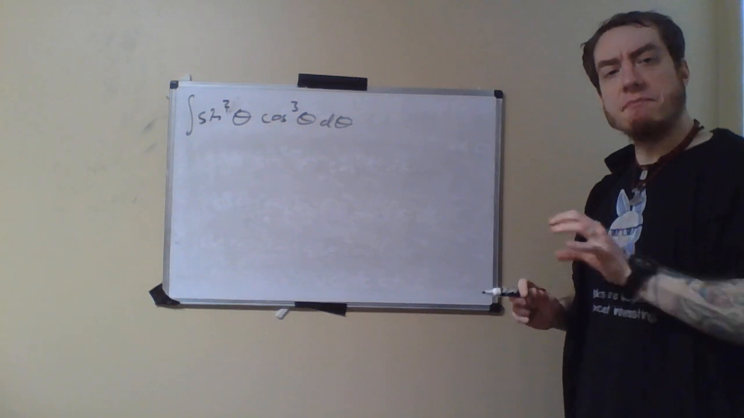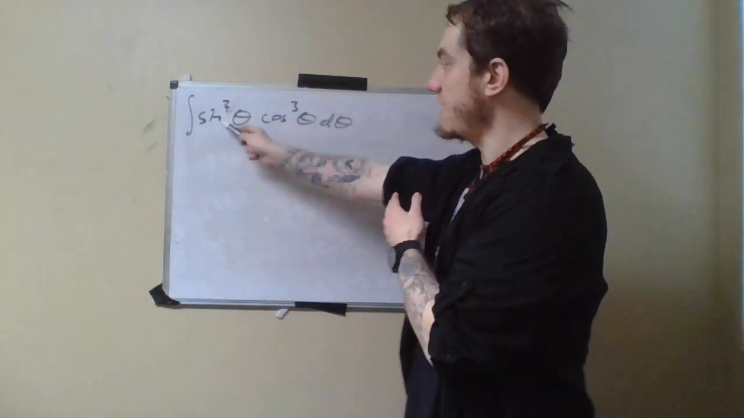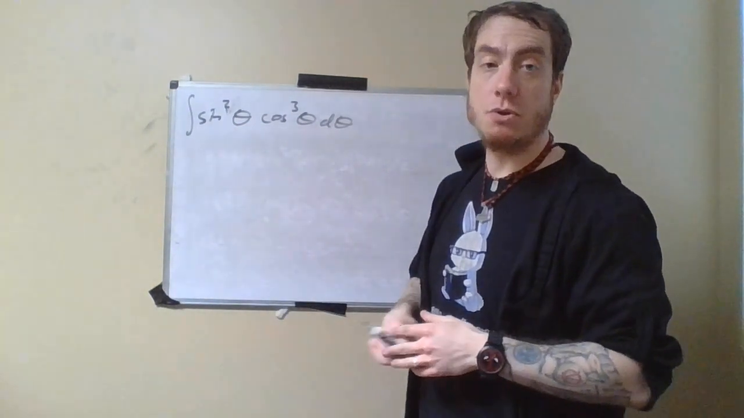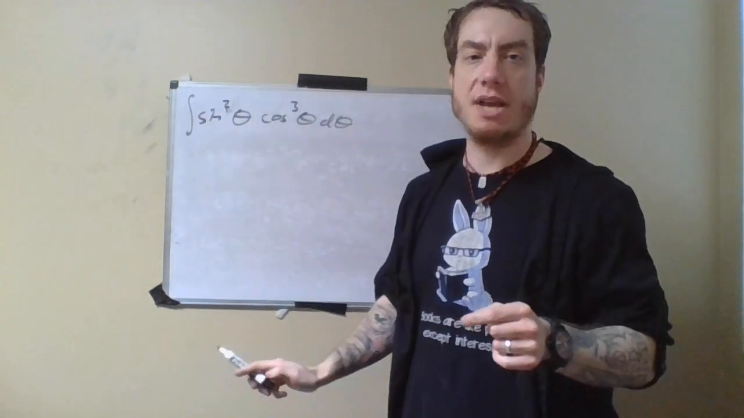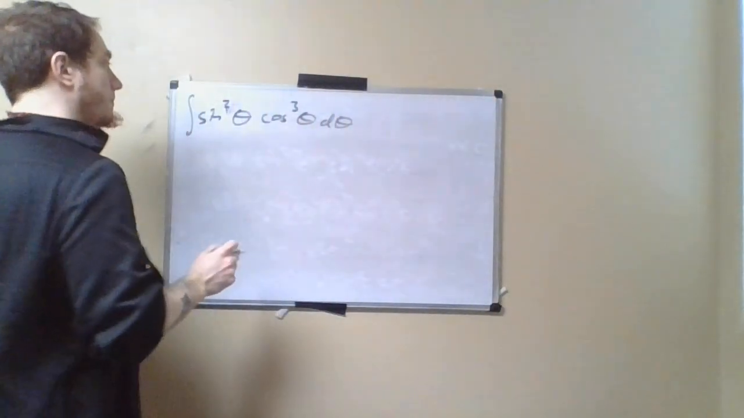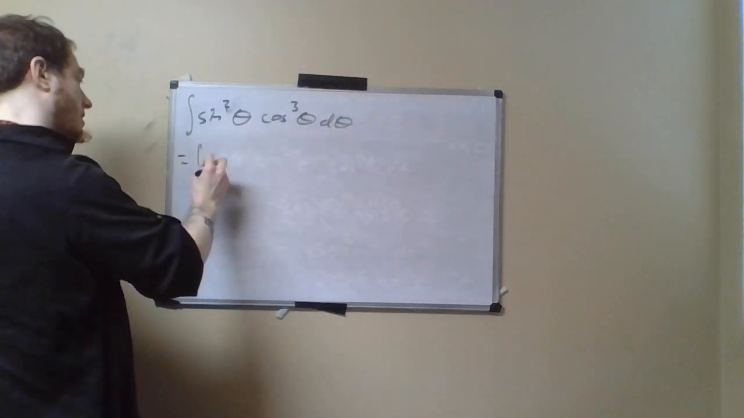I can use the same kind of trick, except this time I can't do exactly the same thing because I can't peel off a single sine. The problem is that if I do that, I'm left with an odd power of sine, and I can't use the Pythagorean identity anymore. But what I can do is peel off a cosine.